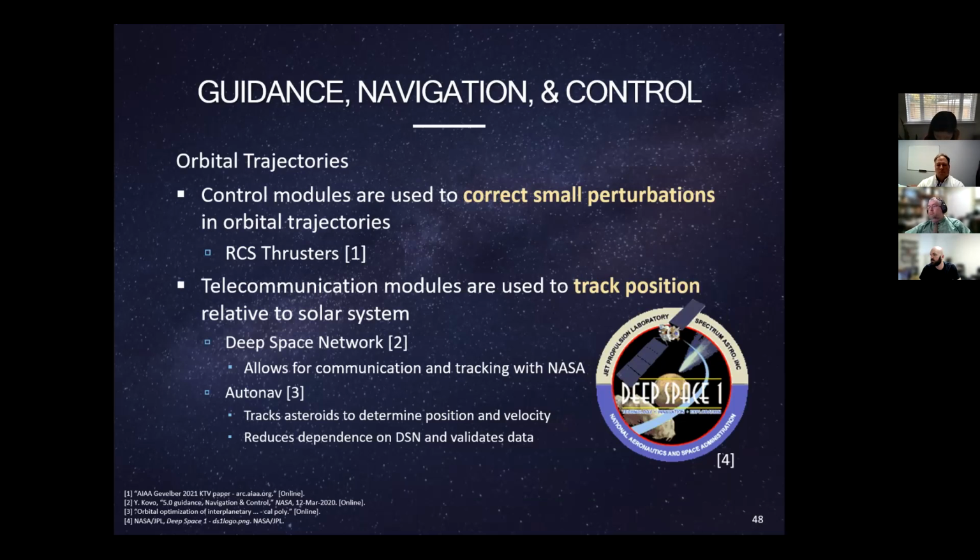For the orbital trajectories phase, it is used to correct small perturbations in orbital trajectories using our RCS thrusters. Also, it's used to track position with our telecommunication system via the Deep Space Network. And we use AutoNav to reduce the error of the IMU by tracking the position of known asteroids.